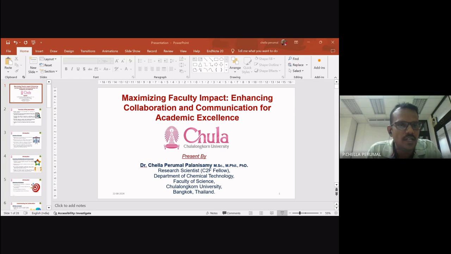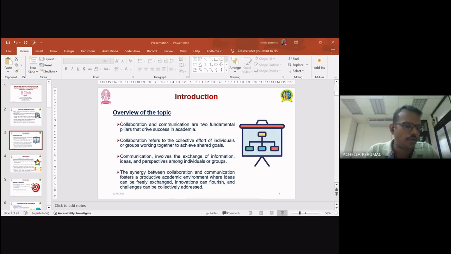Coming to the introduction, collaboration and communications are two fundamental pillars that drive success in academia. Collaboration refers to the collective efforts of individuals or groups working together to achieve shared goals. It encompasses various forms such as interdisciplinary, intradepartmental, and industry-academic collaborations. On the other hand, communication involves the exchange of information, ideas, and perspectives among individuals or groups.